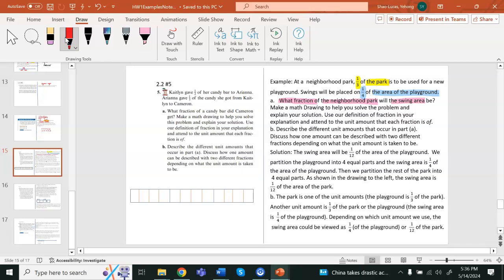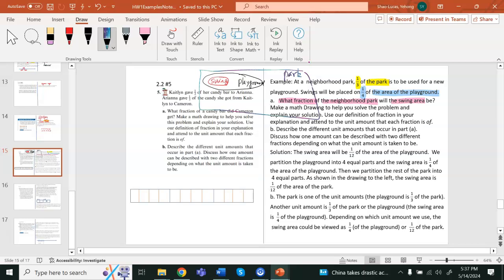If I draw a picture to show this, let's say this is the swing area, and we have the playground. Use the black circle here for the playground, and then we also use a different color for the entire park. The entire park might be this big. The swing area, compared to the black circle, is a quarter of the black circle. But compared to the park, it's a much smaller portion, so you're going to get a smaller fraction.